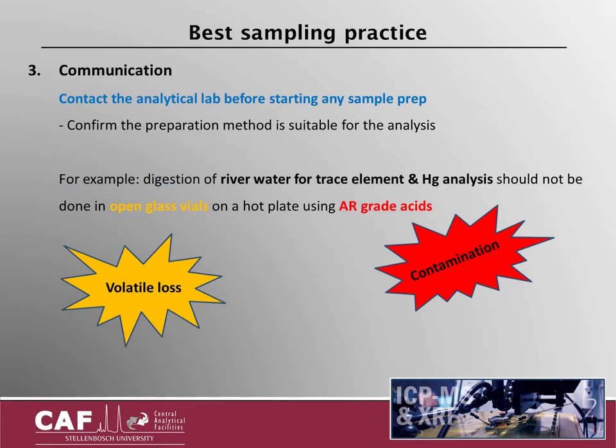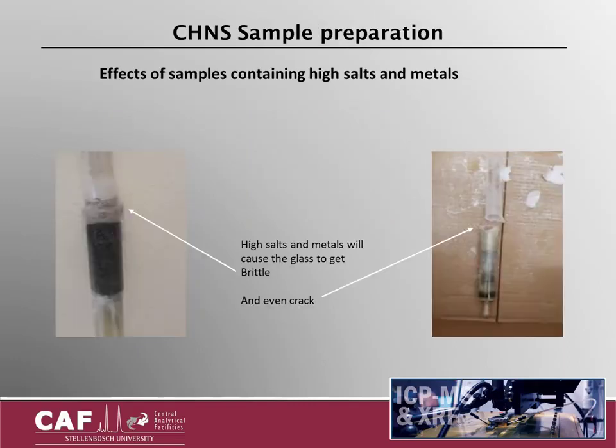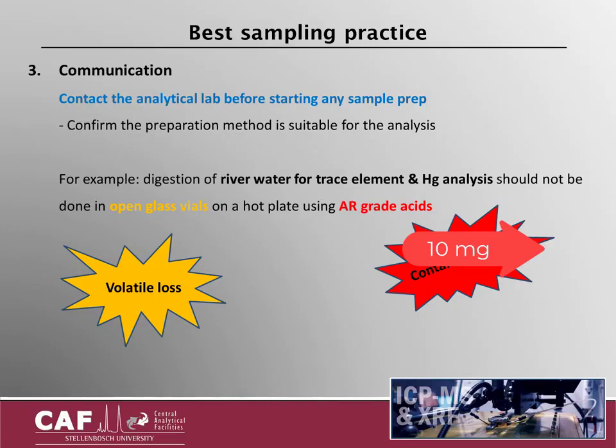You need to contact the analytical lab before you start any sample preparation. Confirm that your preparation method is going to be suitable for analysis if you are going to be doing the sample prep yourself. For example, digestion of river water for trace metals and mercury should never be done in open glass vials, as there could be volatile loss, for instance your mercury or lead, and not on a hot plate using AR grade acids, because there's a huge contribution of contamination from the acids.